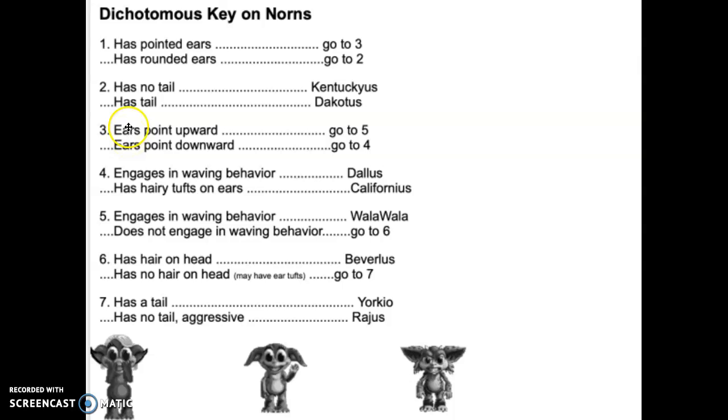Now I'm being told ears pointed upwards or downwards. Well, this Norn has ears pointed upwards, so now I'm going to go to 5. Engages in waving behavior? Does not engage in waving behavior? Well, our Norn has their hands over their mouth, so does not engage in waving behavior. So I'm going to go to 6. Has hair on the head or has no hair on the head? Well, this Norn has hair on their head, so this would make this Norn Beverless.